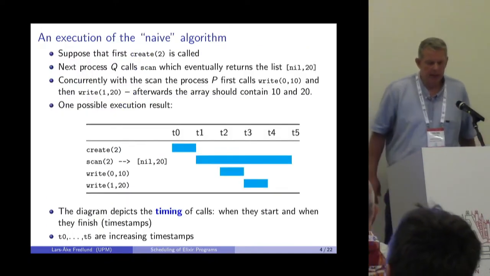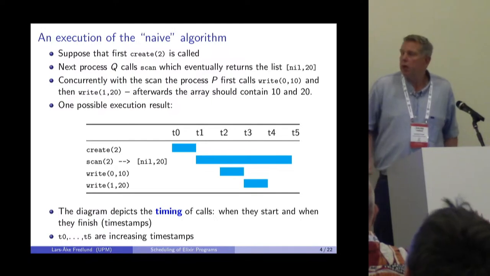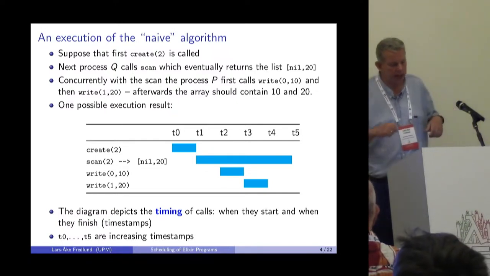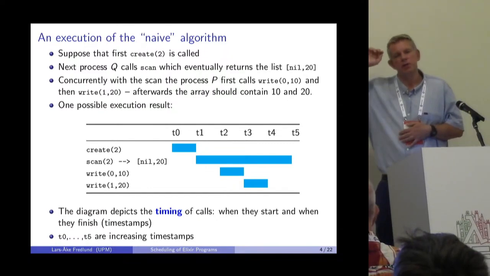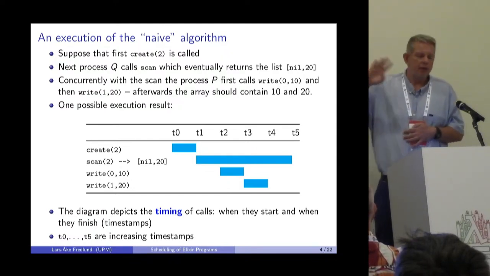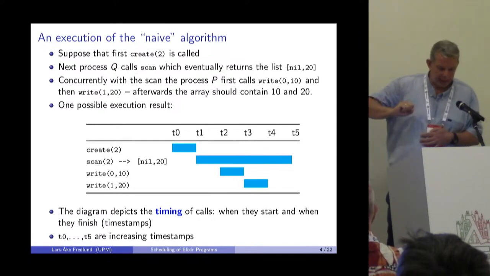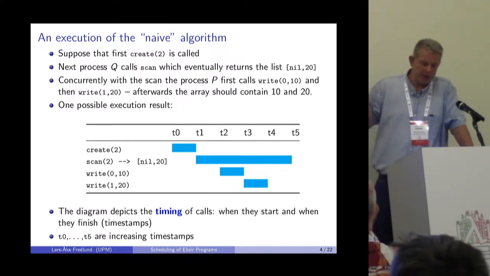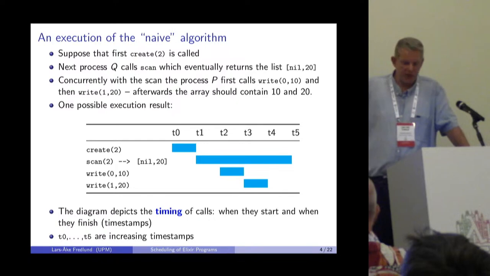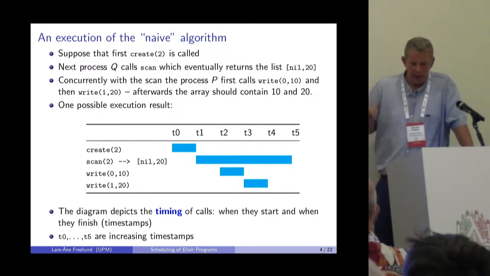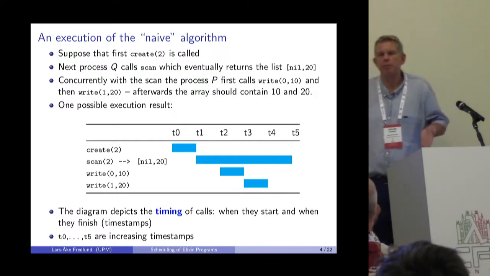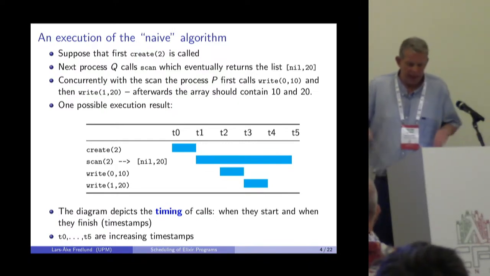Nothing more to it. So here is one possible execution of this really trivial API. Suppose that we first call create, and then next a process Q starts calling scan, and in this execution that we're interested in eventually returns the list nil, 20. Concurrently with the scan, another process P first calls write 0 10. This is writing 10 to the first position in the array. And then write 1 20, which writes 20 to the second position in the array. So after all the operations have completed, the array should contain 10 and 20, right?